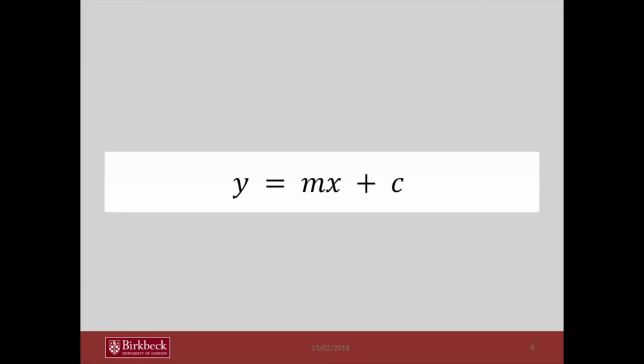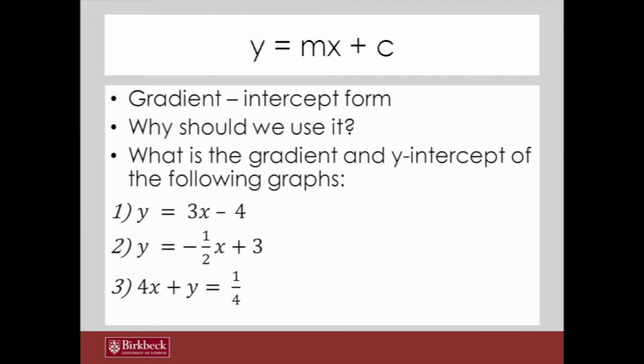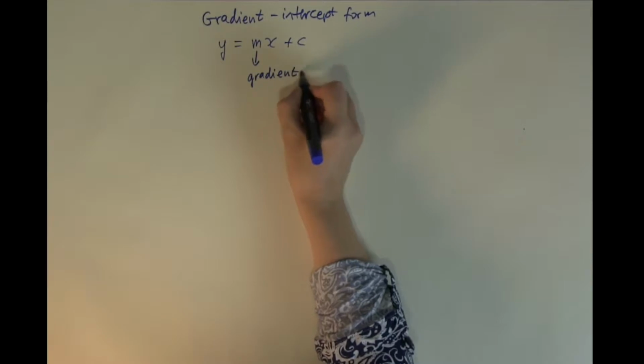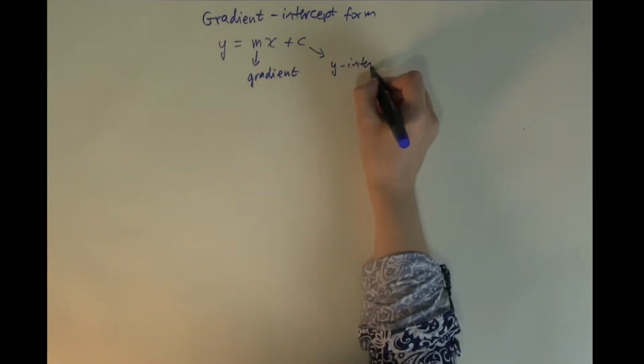One more important concept when we're talking about linear graphs is a specific way of writing the graph's equation, and that is the so-called gradient intercept form. The general equation for the gradient intercept form is y equals mx plus c, where m is the gradient and c is the y-intercept.